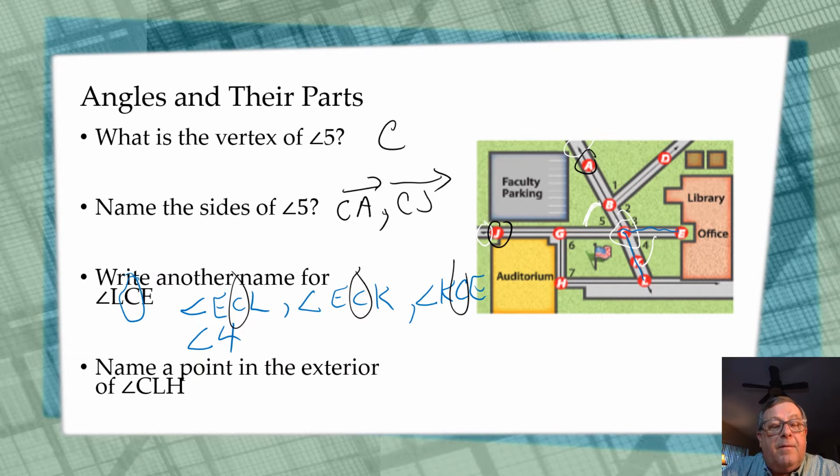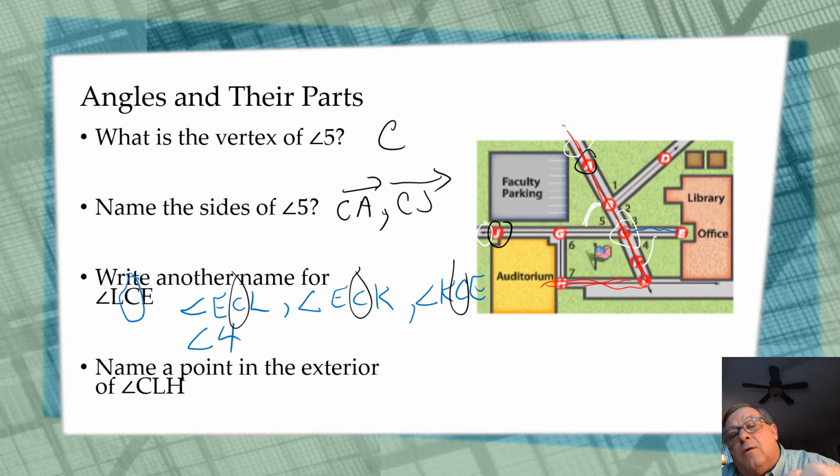All right, let's see now. Next thing, name a point in the exterior of CLH. Let's find CLH first. Okay, so CLH is coming that way. And this obviously extends all the way up here. In other words, I could name that ALH. I could name that BLH. All of those would be proper names for that angle.